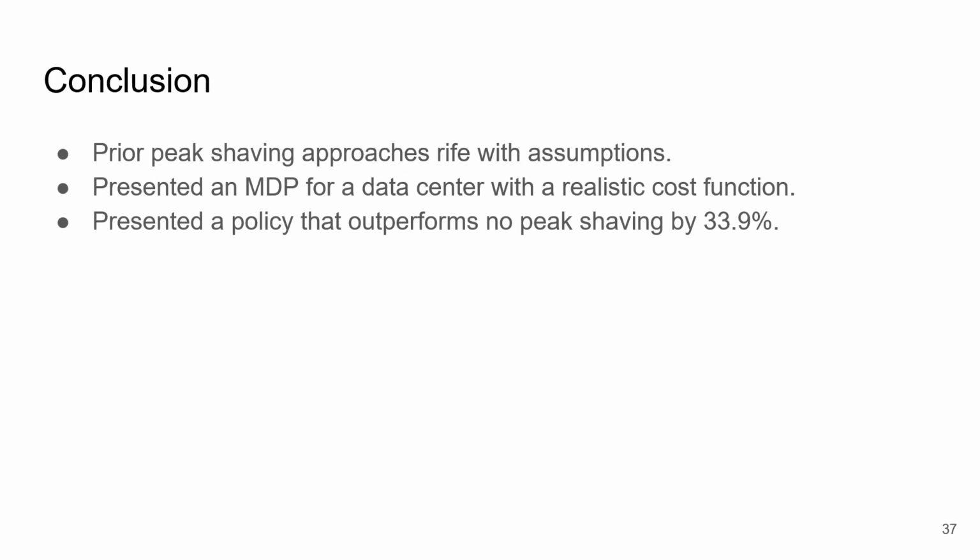To conclude, we aimed to perform peak shaving without any assumption as done in the prior works. We showed how a data center can be modeled as an MDP. Finally, we showed the feasibility of a policy that significantly outperforms no peak shaving. This demonstrates that peak shaving can reduce the energy cost by up to 33.9%, as there exists at least one such policy as demonstrated. This work can further be enhanced with better availability of the data, as the data source for resource usage of data centers is scarce at the moment.